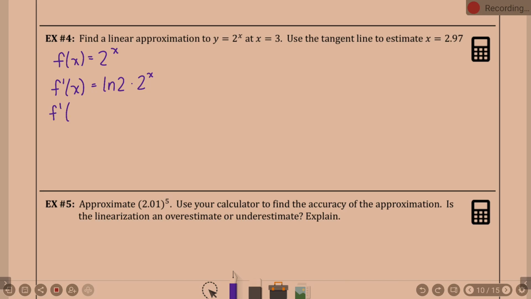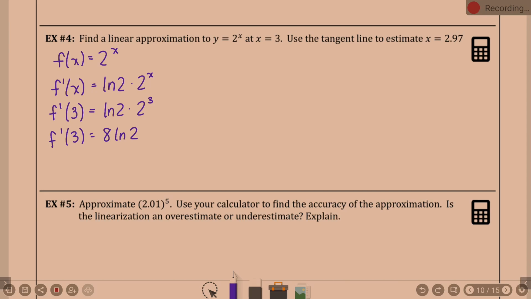We need to know what? That derivative evaluated at 3. So at that point, natural log of 2 times 2 to the third. We don't know natural log of 2, but what is 2 to the third? 8. So I could say f prime of 3 is 8 natural log of 2. If you put that in the calculator, you gain some decimal answer, which may or may not be a big issue later. I'd rather have it exact for right now.